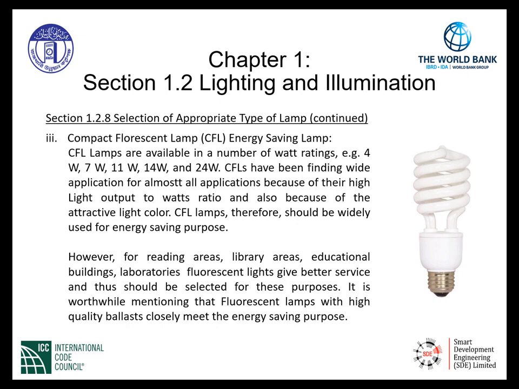The compact fluorescent lamps are available in a number of wattage ratings, such as 4 watts, 7 watts, 11 watts, 14 watts, and 24 watts. Compact fluorescent lamps have been finding wide application for almost all applications because of their high light output to watt ratio, and also because of the attractive light color. CFL lamps, therefore, should be widely used for energy-saving purposes.